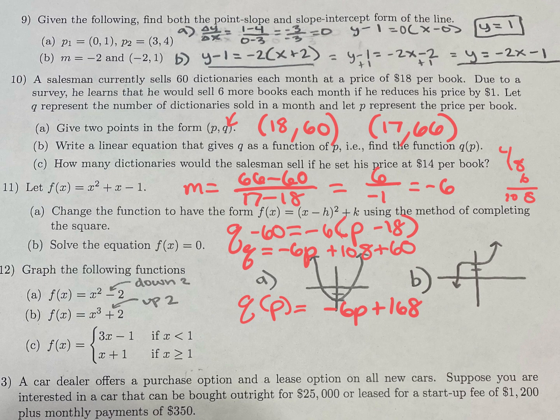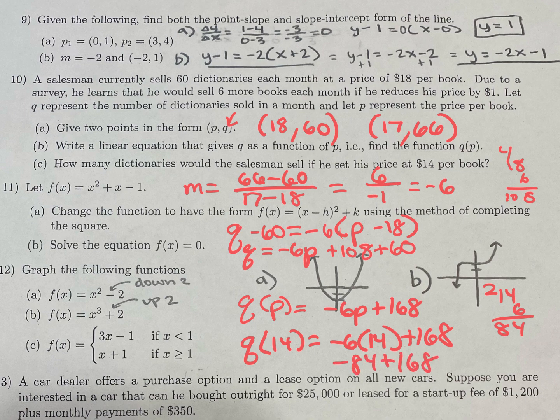And now we're going to use this equation to answer C. It's saying how many dictionaries would the salesman sell if he set the price at 14? Okay, so let's do Q of 14. So it's going to be -6 times 14 plus 168. All right, what's that? You probably have a calculator, but I don't have one handy. So it's going to be -84 plus 168. Let's see, 168 minus 84 is going to be 84. So 84 dictionaries.